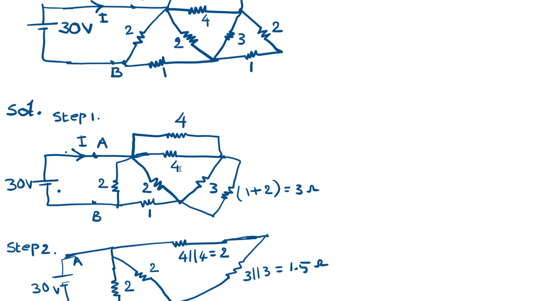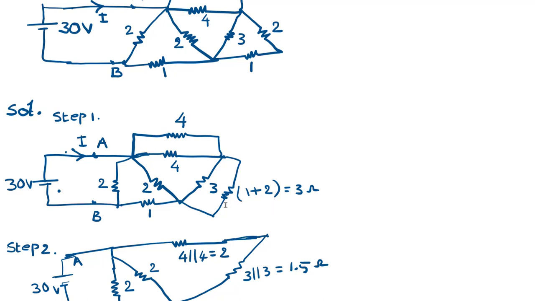This is one parallel branch. This is another parallel branch. So 4 and 4 are in parallel. So these two resistors we can replace with one resistor. That is, 4 in parallel with 4 means 4 into 4 divided by 4 plus 4. So we get 2 ohms as the resultant resistance of 4 in parallel with 4.